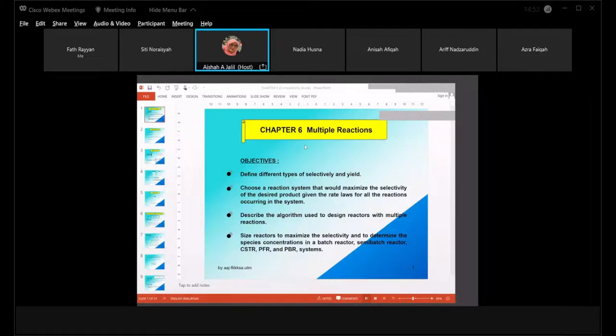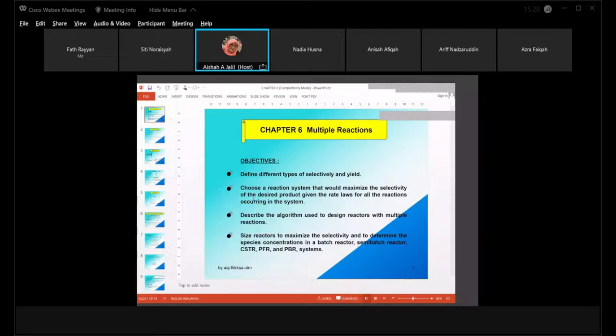Okay, this is about multiple reaction. From chapter 1 to chapter 5, you studied just a single reaction. This is multiple reaction, so you have a number of reactions. The objective: you can define different types of selectivity and yield. Selectivity is about the product, yield is also about the product.